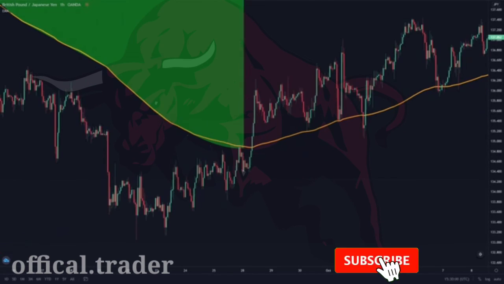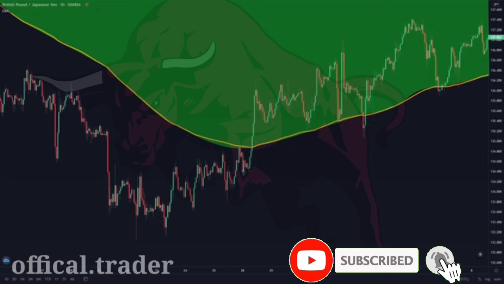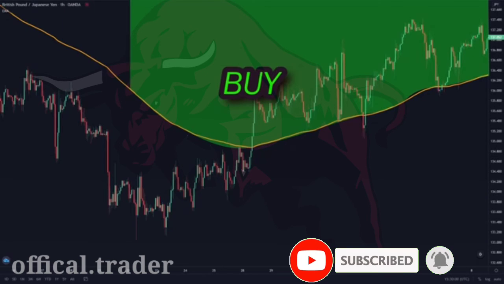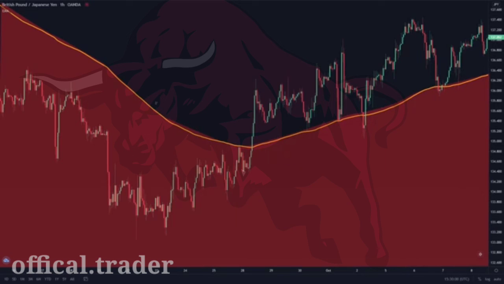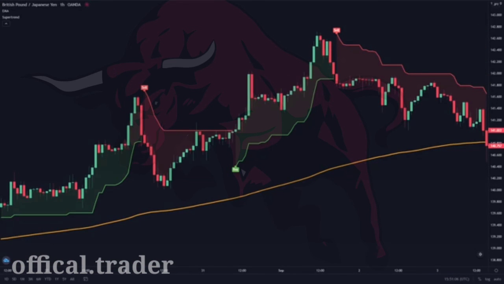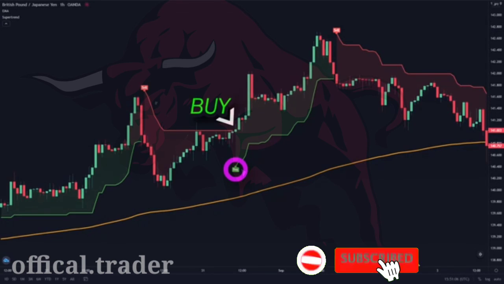If the price is above the 200 EMA, you only take buy positions. And if the price is below the 200 EMA, you only take sell positions. So let me give an example. If an indicator, in this case the super trend, gave a buy signal while the price is above the 200 EMA, you take a buy position.